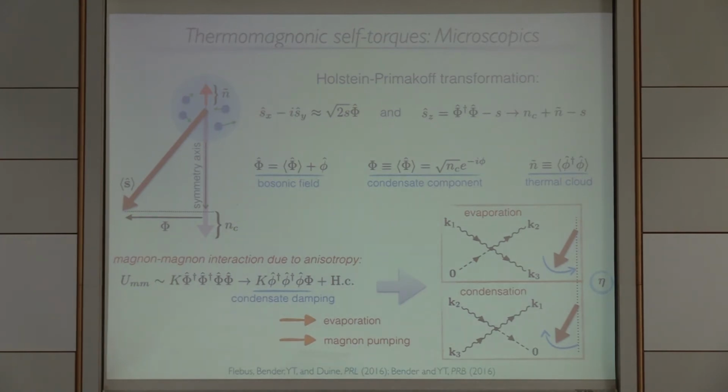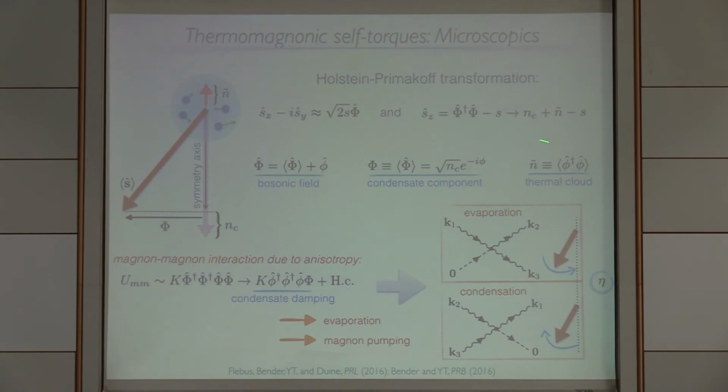Microscopically, this is a sketch of what's really happening. You could bosonize the transverse magnetic dynamics according to the Holstein-Primakoff transformation, and separate the bosonic field by the Bogoliubov decomposition into the coherent piece and the piece responsible for thermal and quantum fluctuations on top of some coherently precessing field. For this coherent piece, you could define both the phase and the number of condensed magnons, or of course they're in one-to-one correspondence. The incoherent piece defines the number of magnons in the thermal cloud.